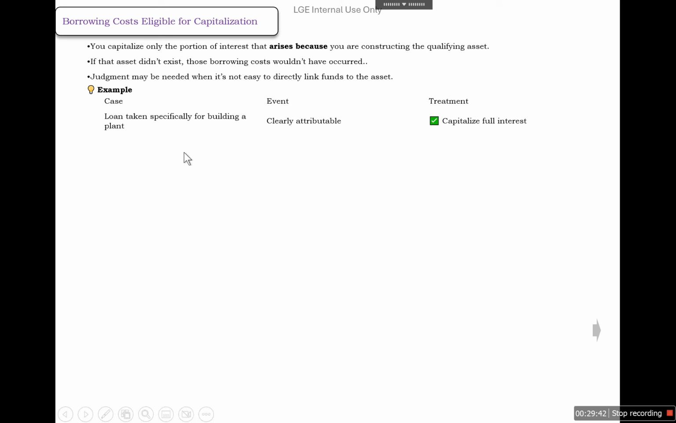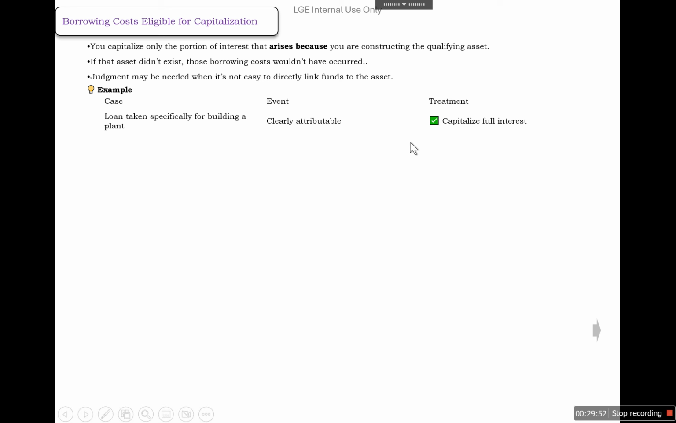Next is borrowing cost that is eligible for capitalization. So we capitalize only the portion of interest that arises because you are constructing a qualifying asset. If that asset did not exist, we would not have borrowed that money. So judgment will be required to check when funds are directly linked to the asset. When capitalizing the borrowing cost, the funds should be specific. For example, a loan taken specifically for a building plant. So this is clearly attributable, as the loan is taken for a building. So we need to capitalize the full interest.